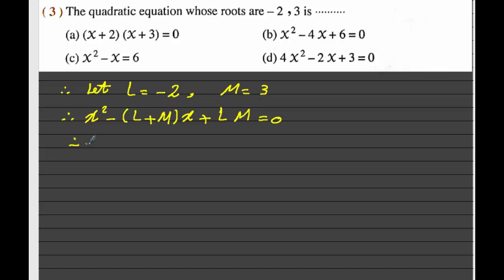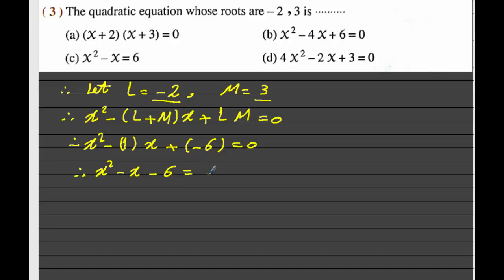What we get? x squared minus the sum of the two roots, negative 2 plus 3, it is 1, x, plus the product of the two roots, L multiply M, negative 2 multiply 3 equals negative 6. All equals 0. So x squared minus x minus 6 equals 0.